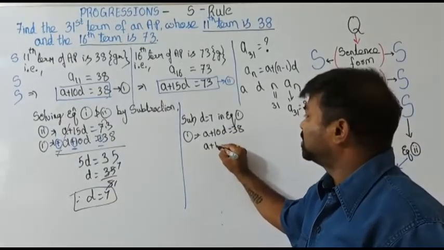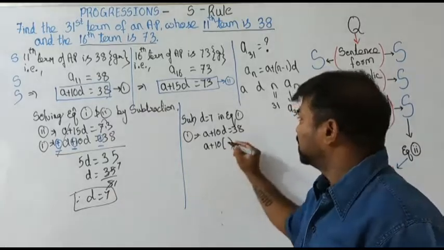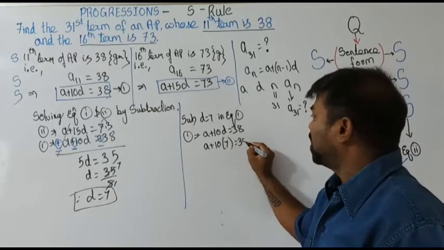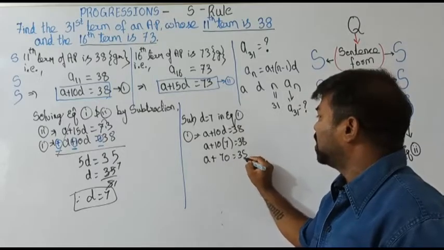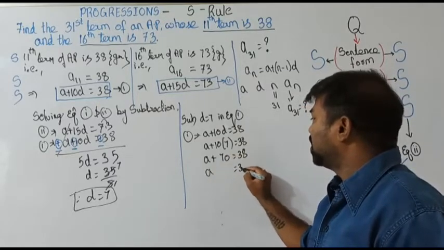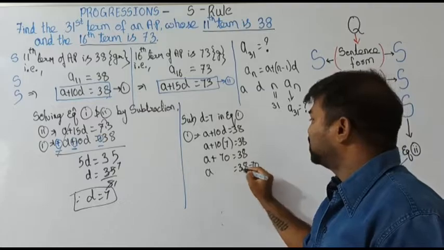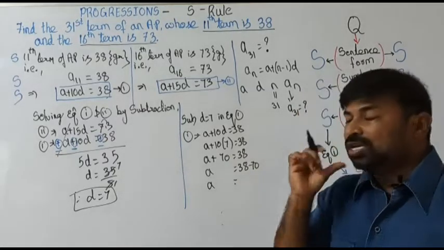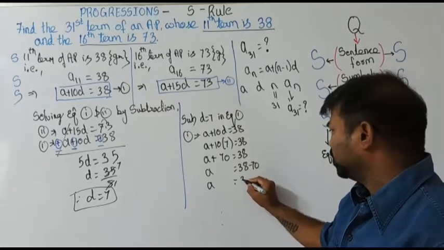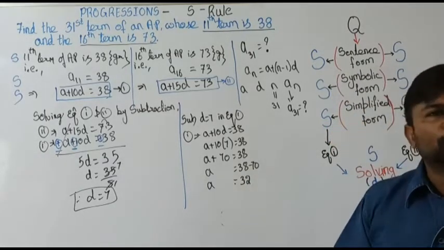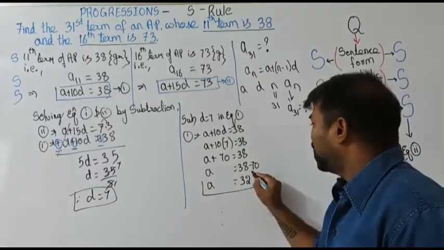So A plus 10 into B, which is 7, equals 38. A plus 70 equals 38. A equals 38 minus 70. A equals, if you take away, I think it's 22. Now 32. Yes. A equals 32. Okay, we got the value of A.